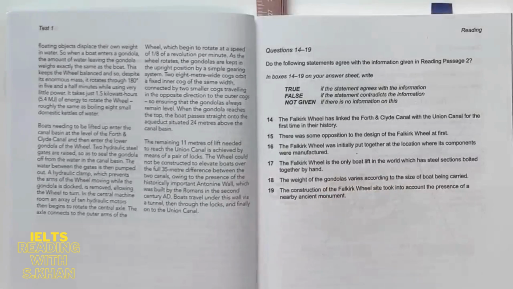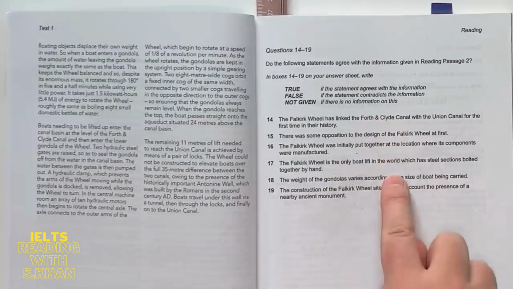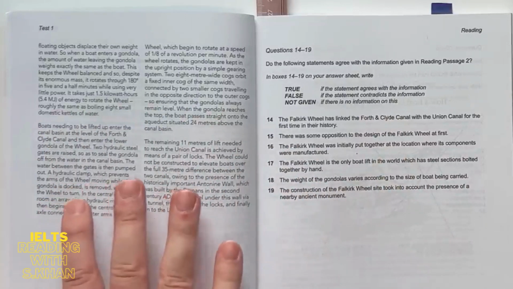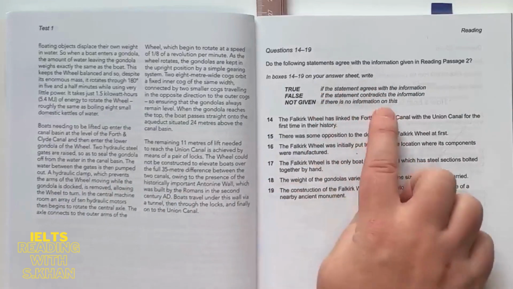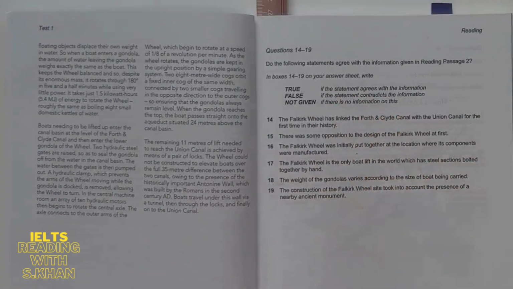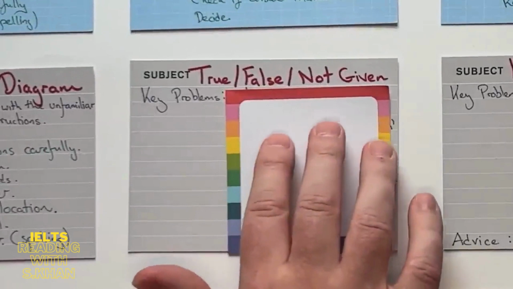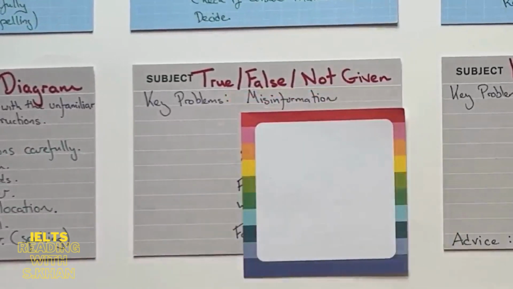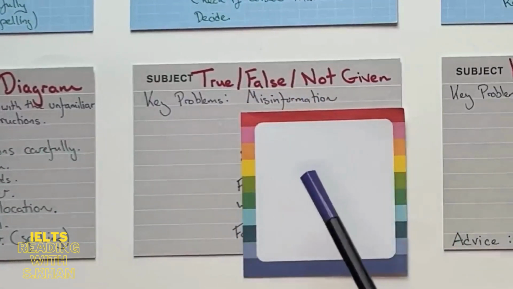Here's the dreaded true, false, not given. Very common question on the IELTS reading test. What it asks you to do is read these question statements and then say, in relation to the text, are these statements true or are they false or are they not given? Okay, so there are lots of problems with true, false, not given. Number one, misinformation.